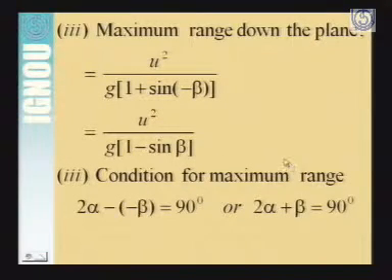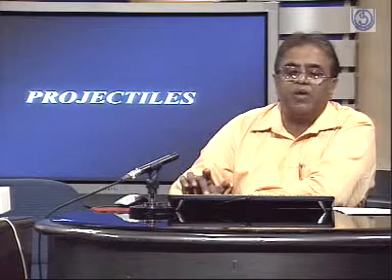Similarly, for the maximum range down the inclined plane, just substitute beta as minus beta in the previous expression we have derived. So the maximum range down the plane is u square divided by g (1 minus sine beta). And the condition for maximum range is, of course, twice alpha plus beta is 90 degree. Only if this condition is satisfied will we get the maximum range on an inclined plane.